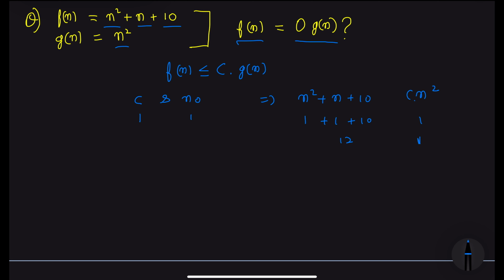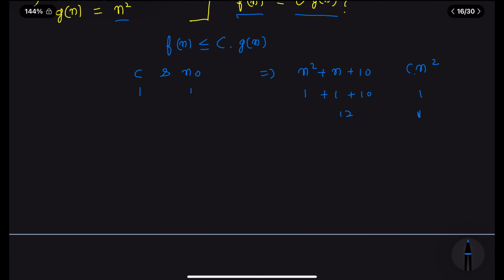It's not that we have to try each value one by one, like c equal to 2 and n naught equal to 2. We can take any large value also. So let's try for 3, and we also do not have to take the values equal every time. Now let's try for 3 and 3. So here n square will be 3 square plus 3 plus 10, and this side we will get 3 into 3 square, which is 9 plus 3 plus 10.